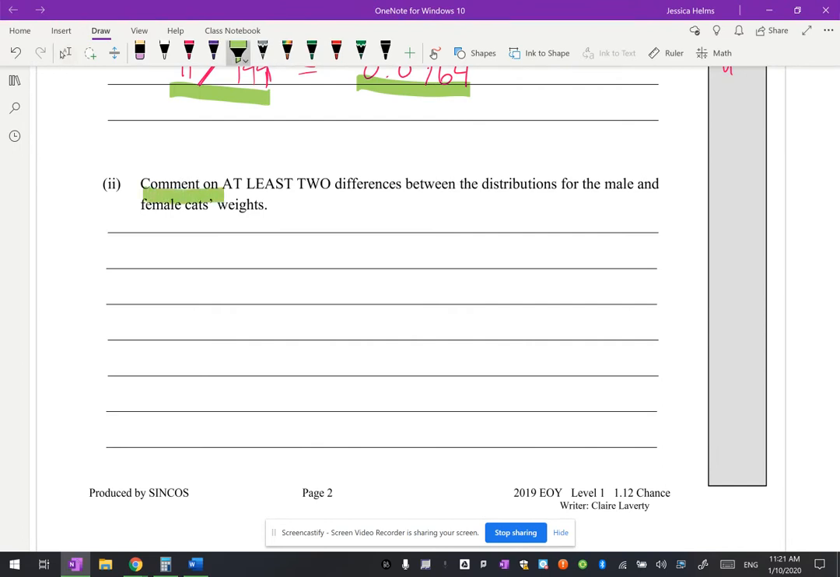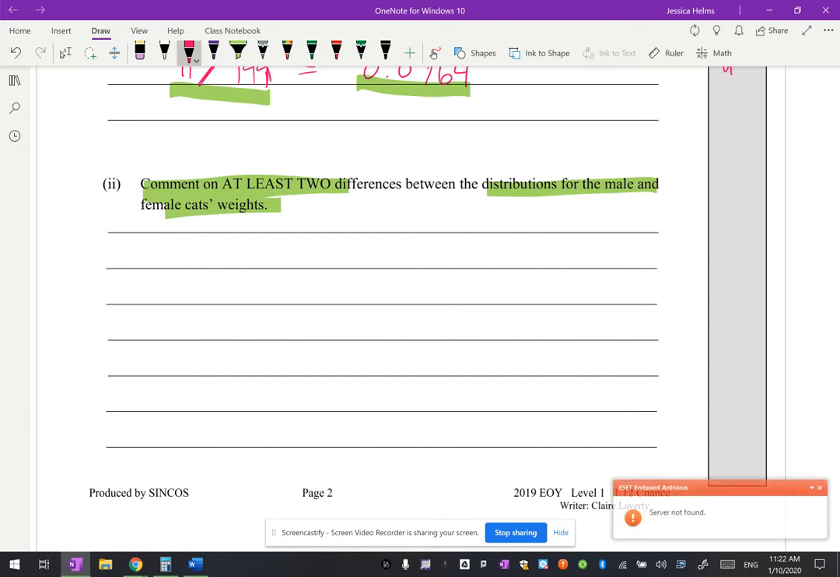This question asks you to comment on at least 2 differences between the distributions for the male and female cat weight. So if we're thinking back to our multivariate paper, this is pretty much talking about the analysis section. You need to talk about all the different things that you can find, that you can analyze, and you need to compare them between the males and the females.